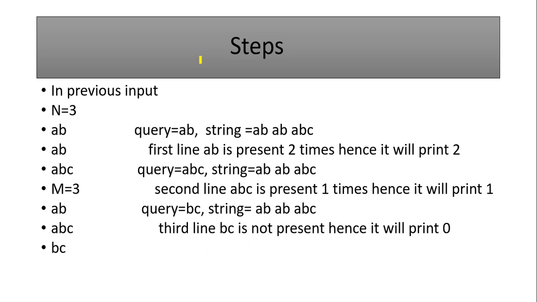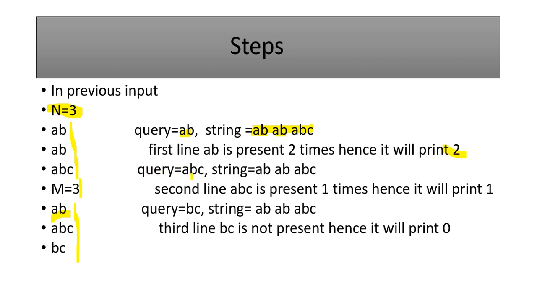So let's understand this by another example. We will first take n as the previous input, n equals 3, and these are the strings, and again these are the queries. So in the first query we will have AB. So we will keep AB, and we will compare and search with the strings. If it is present in the string, then we will count it, and we will print it. So AB is present 2 times in our strings, so we will print 2.